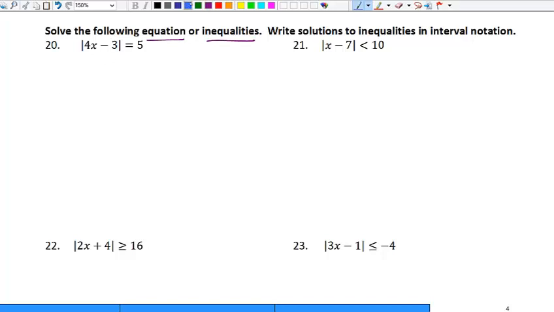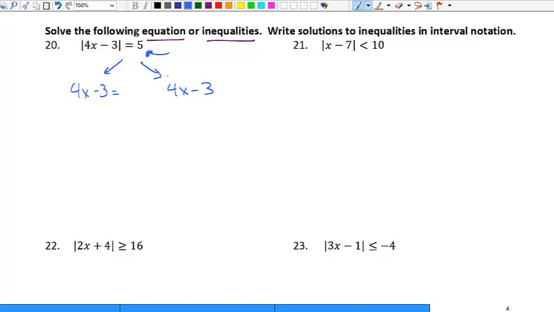When we're solving equations, first thing you need to do is make sure that the 5 is positive, which it is, so there's no negative there. If it was negative, then we'd have no solution and we'd move on. That's after making sure the absolute value is all by itself. So because 5 is positive, I'm going to keep going. So that gets me 4x minus 3 is equal to, we're going to break it up into two equations.